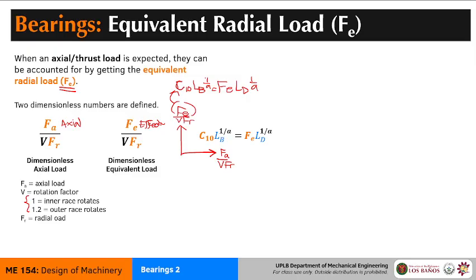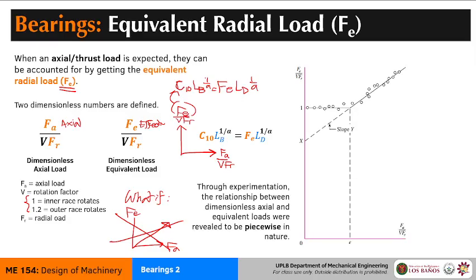Now you may expect some kind of what-if scenario. So this is the actual force, this is the rate, this is the effective. You might be expecting something like this behavior. However, that is not the case. Upon several experimentations, they found out that the relationship between the actual load of the bearing and the effective radial load is kind of like this.